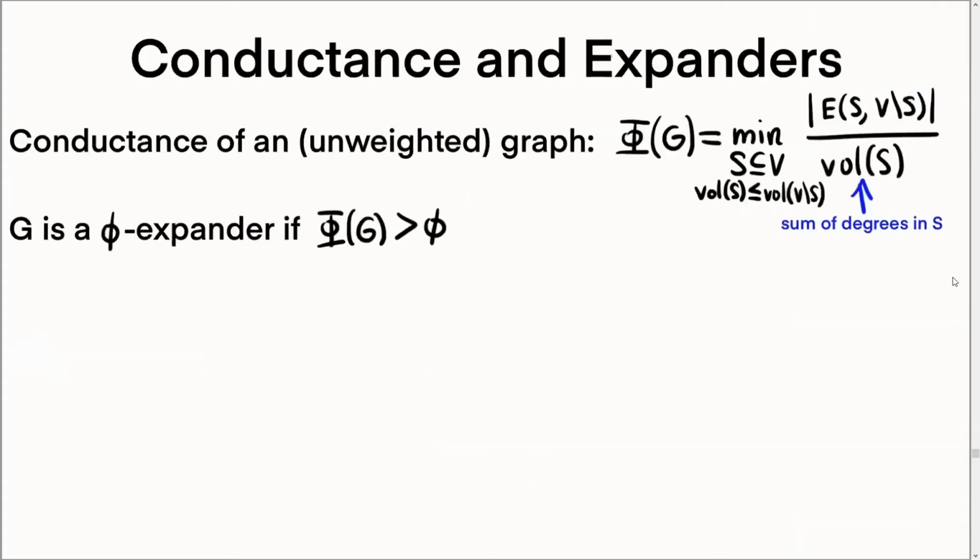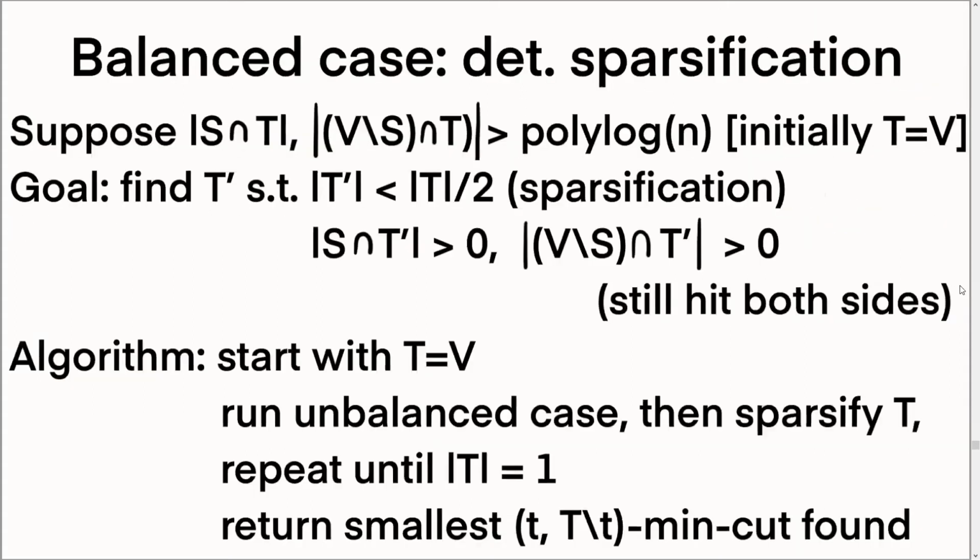Wait, sorry. Could you say again, why are you guaranteed that sparsifying T will get you in the unbalanced case? I thought balanced versus unbalanced was just about the size of the min cut, which isn't changing when you sparsify T. Okay, so suppose the case is balanced. Then when you sparsify T, it's still going to hit both sides of the min cut, right? So while the setting is balanced, we can still sparsify T and still ensure that we hit both sides of the min cut.